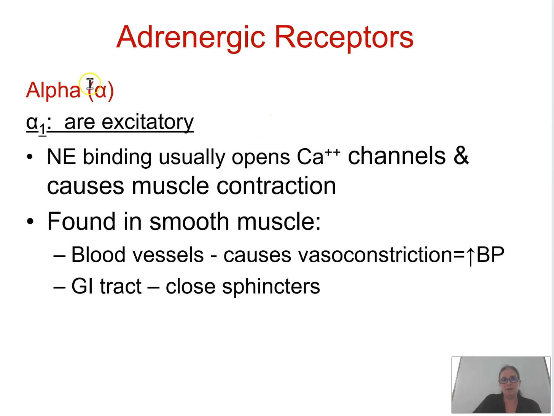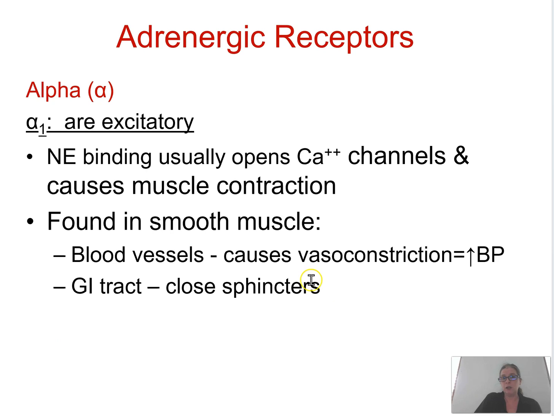So your alpha 1, Greek letter alpha, are excitatory. When norepinephrine binds to an alpha 1, it opens calcium channels, and calcium rushes in because you have more calcium outside of the cell. If calcium comes into muscle, it causes muscle contraction. So these tend to be found in smooth muscle. And the main areas of smooth muscle are in your blood vessels. Your blood vessels have this opening called the lumen. And when norepinephrine binds to an alpha 1 receptor, it's going to make that lumen shrink. So that's called vasoconstriction. And when it vasoconstricts, the pressure in there goes up. So it's how we raise blood pressure.